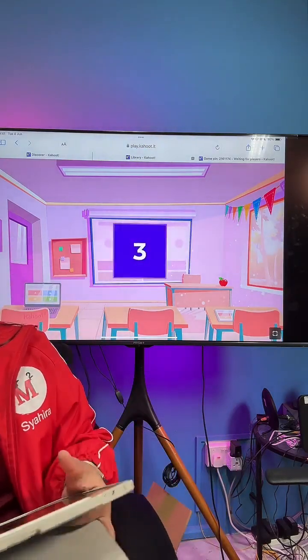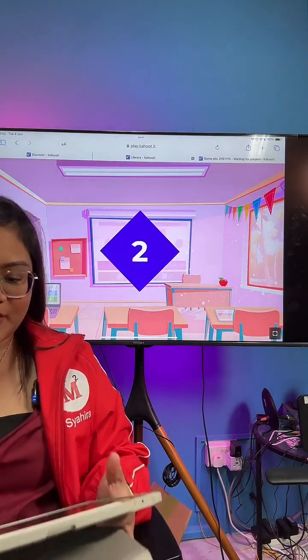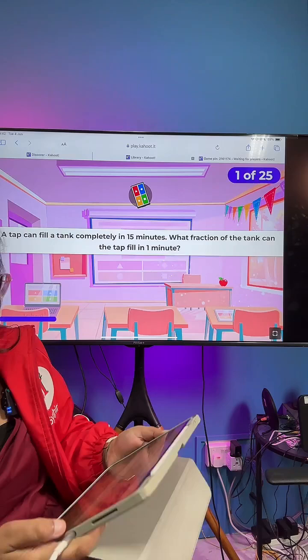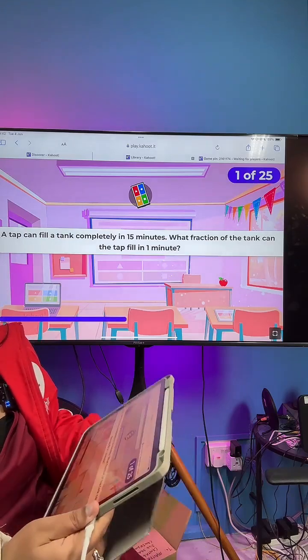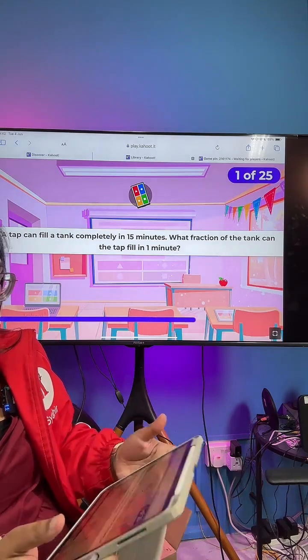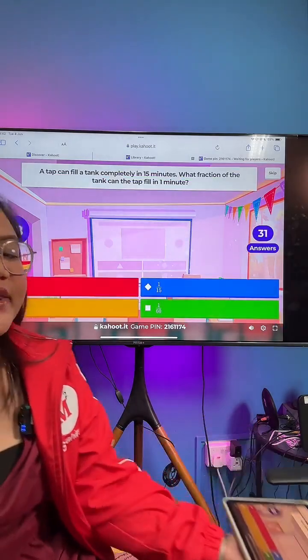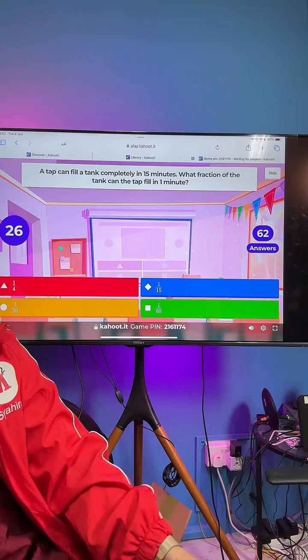Paper 1 practice. Alright. Okay, question number 1. You can see the questions on your screen as well. This one is very simple. A tap can fill a tank completely in 15 minutes. What fraction of the tank can the tap fill in 1 minute?